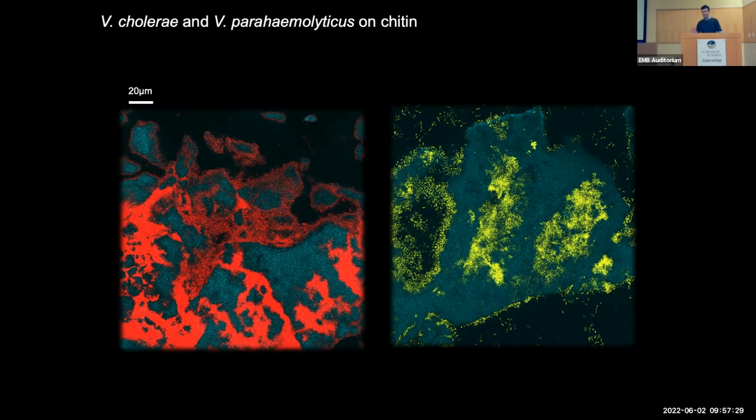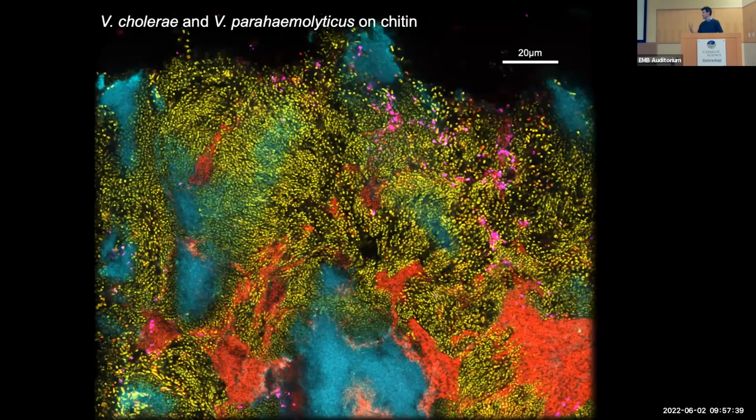But we want to move in the future into more realistic types of conditions. So we're going to think about vibrios on chitin in seawater. These are two different species of vibrio, cholera on the left, parahaemolyticus on the right. And then this is an image of the two together on chitin with Delavibrio thrown in, for good measure, in this case in magenta. And so our future directions are in keeping with these themes, but with more ecological realism. So that's the end of my talk.